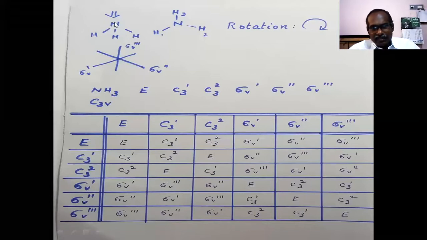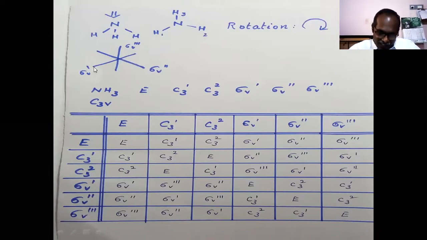Actually, this arrow I have put here just to make you understand that you are looking at the molecule from above. So the molecule will now appear like this. Nitrogen is at the center. You are looking from above. This is hydrogen 1, hydrogen 2, hydrogen 3. So rotation is in the clockwise direction.